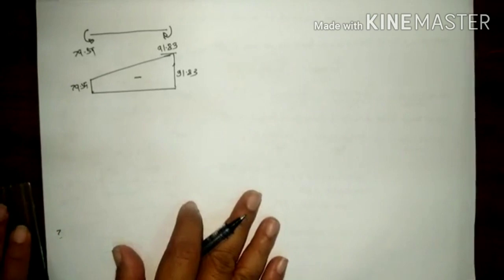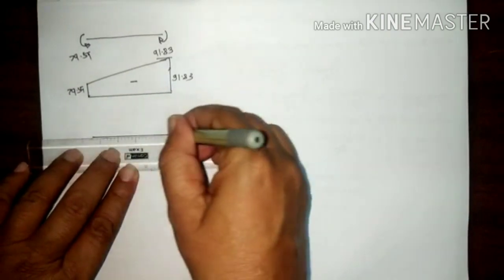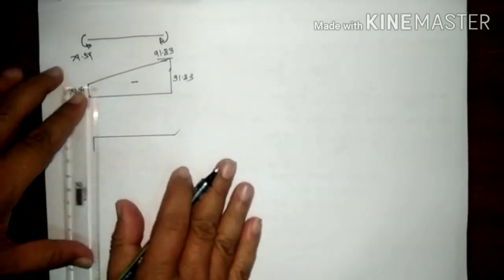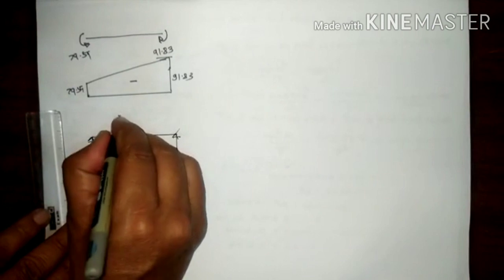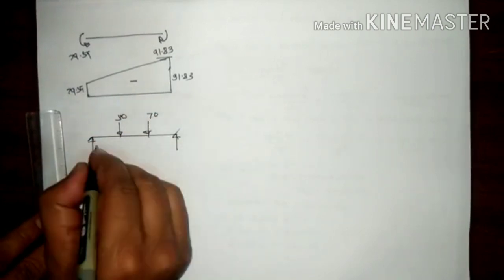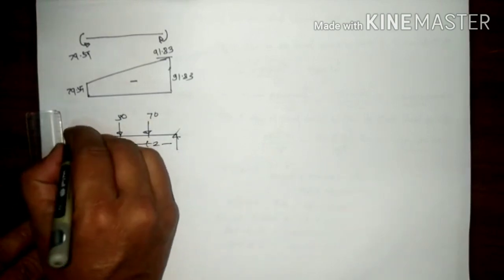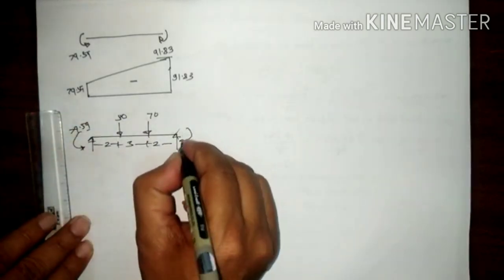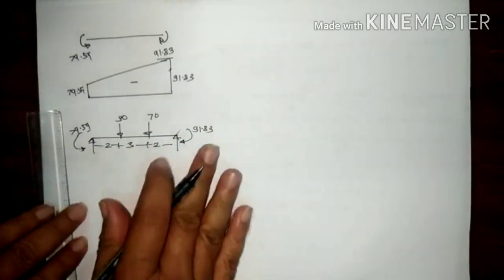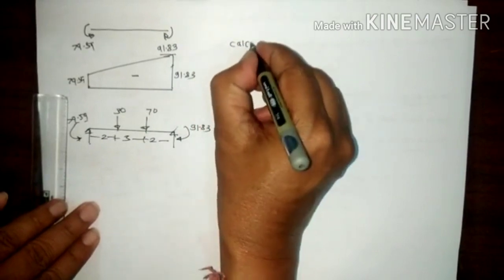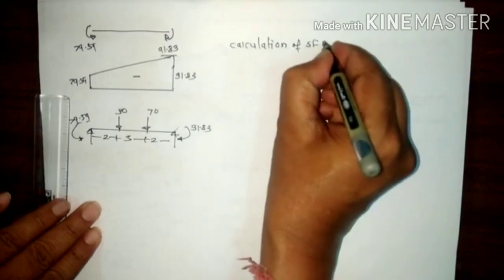Okay, so now what remains is the shear force diagram. So now we have this beam like this, with loads 50 and 70, and spans 2, 3 and 2. Now here we have one moment, 79.59, and here the moment 91.83. Now again we have to find out the calculation of the final shear force diagram.